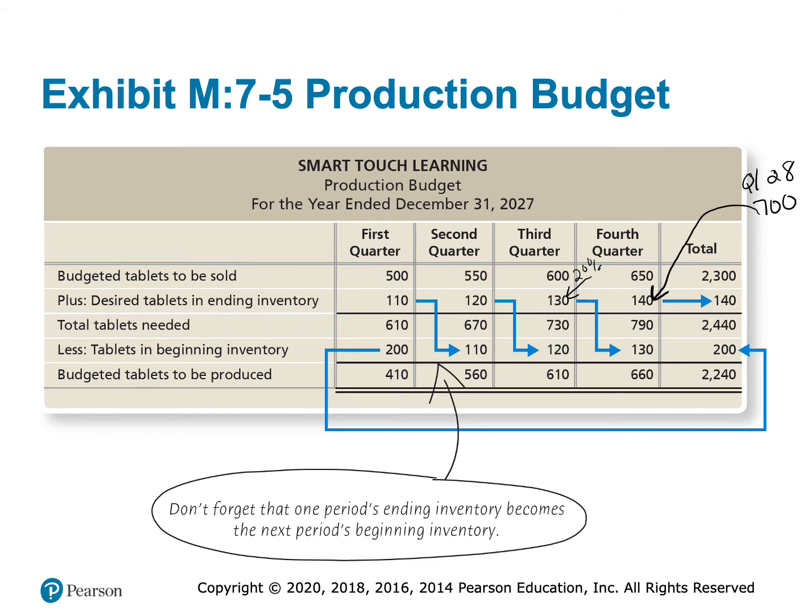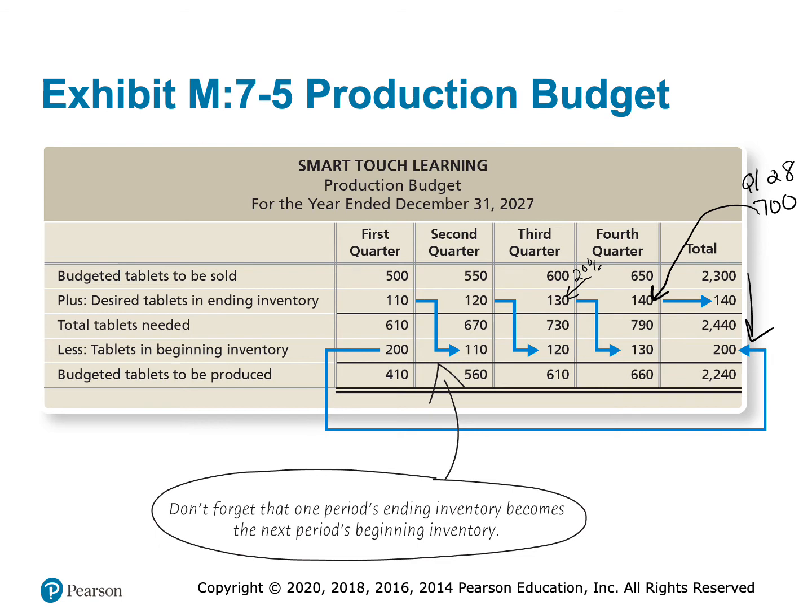Now, notice the total columns. We summed all the way across the total number of units sold, and that's 2,300, just like it was on the sales budget. But notice the desired ending inventory. We don't add that all the way across. This is saying at the end of the year, how many units do we expect to have in ending inventory? So that's just the 140 from quarter four. Now, notice that this works adding down. It's not going to work adding across.